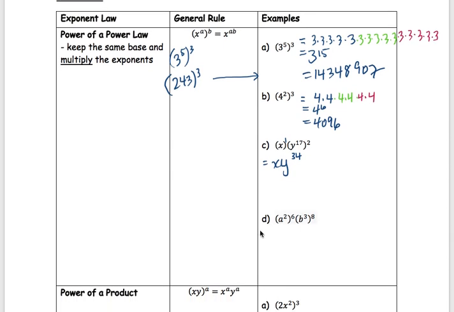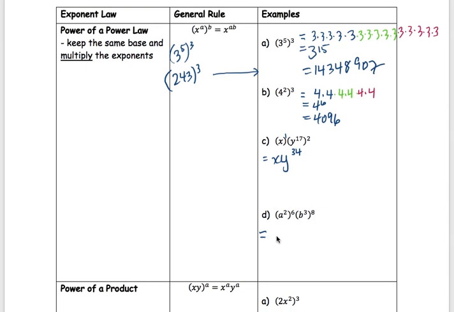Let's simplify this one. Okay, so again, this 6 is the exponent for this first bracket. This 8 is the exponent for this second bracket. So just make sure I respect that and go through and clean this up.